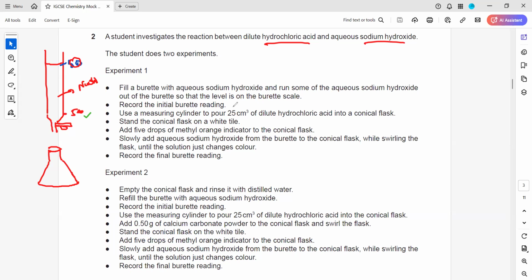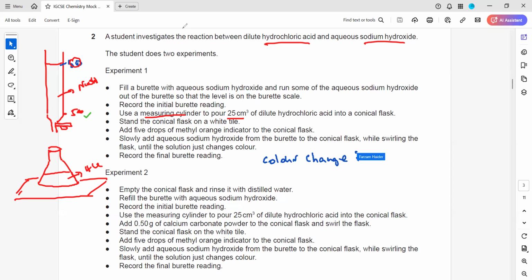Then using a measuring cylinder, he poured 25 cm cube of hydrochloric acid. He used a measuring cylinder, but appropriately it should be a pipette, which can exactly measure 25 cm cube. And stand a conical flask on a white tile. What is the main reason for having a white tile or a white background? So that it is easy to observe the color change.